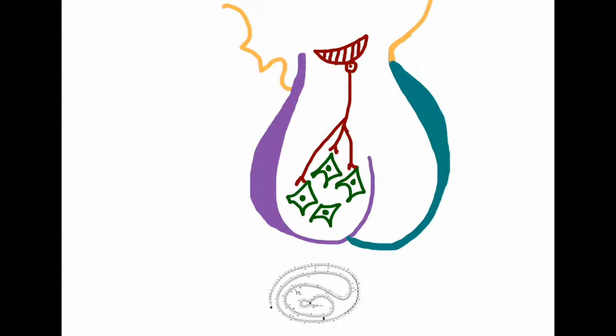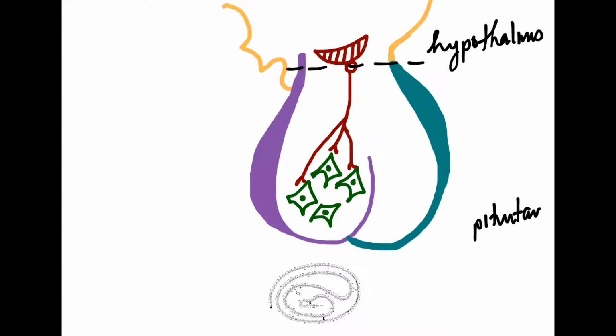Growth hormone is produced via other stimulatory factors and inhibitory factors that encourage or inhibit its release. Up here, where we have this cross section, is the hypothalamus, and everything down below is the pituitary gland. Now remember, the pituitary gland sits in the sella turcica in the sphenoid bone.